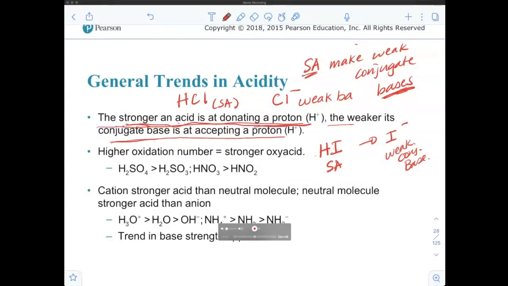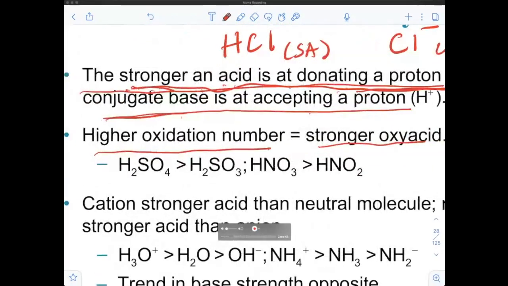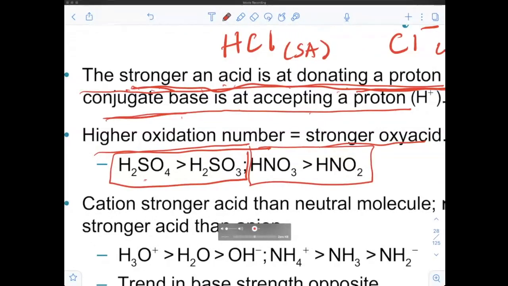Moving on. Once again, the higher the oxidation number, the stronger the acid. We're looking at these two questions. Between these two, the stronger acid is H2SO4. It's one of the six strong acids, and it has one more oxygen compared to the other. Looking at these two here, same thing. This is the stronger acid because it's one of the six strong acids, and it has an extra oxygen compared to that one.